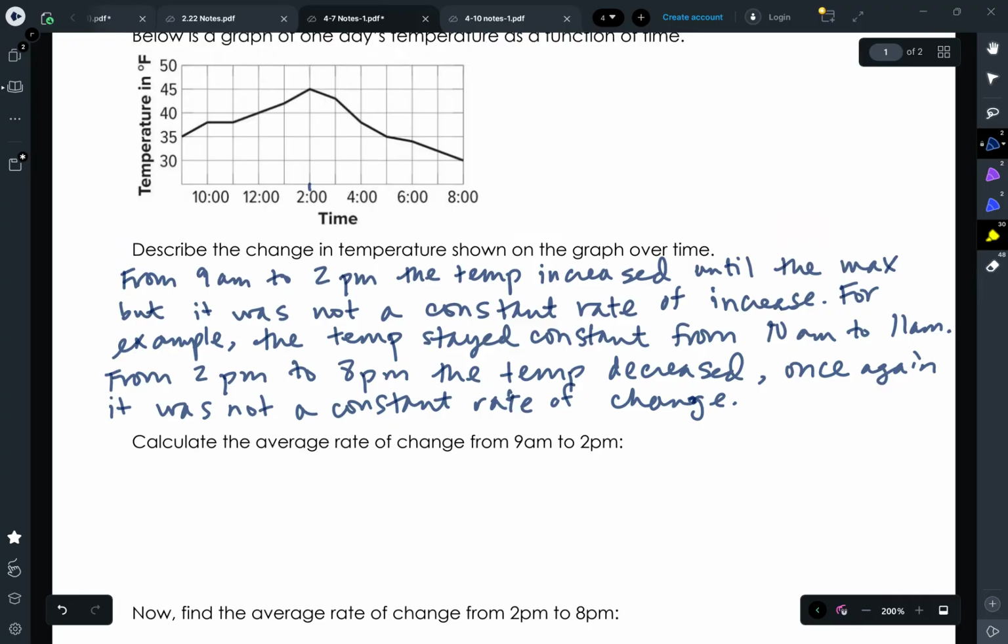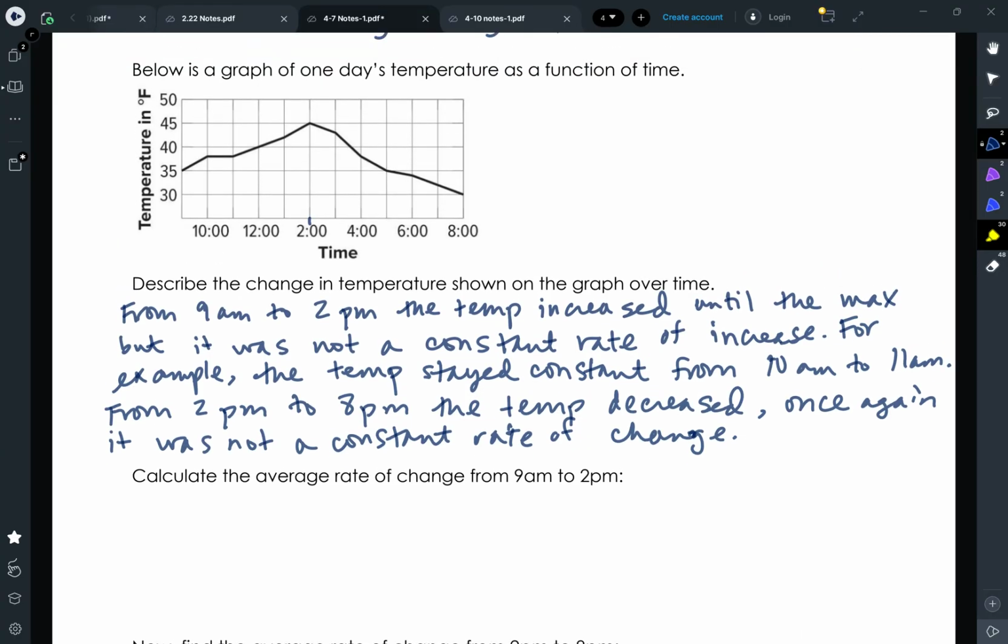Next, we want to calculate the average rate of change from 9 a.m. to 2 p.m. So remember, our average rate of change is going to be our change in output divided by our change in input. So I'm really kind of doing a slope formula here. So at 9 a.m., my temperature was 35. And then at 2 p.m., my temperature is 45 degrees. So my slope is going to be 45 minus 35. I'm subtracting my outputs, I'm subtracting my y values, over the 2 p.m. minus 9 a.m.